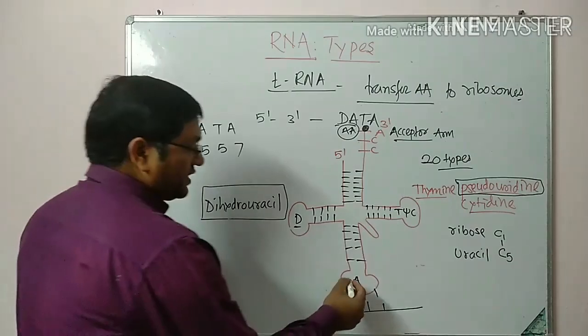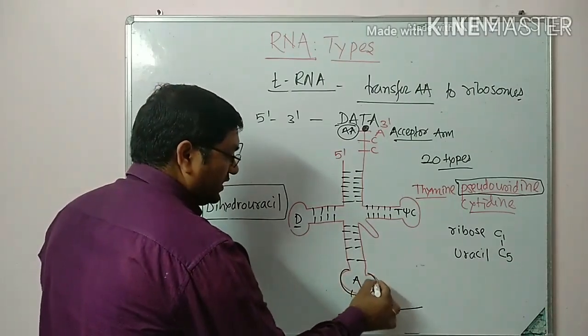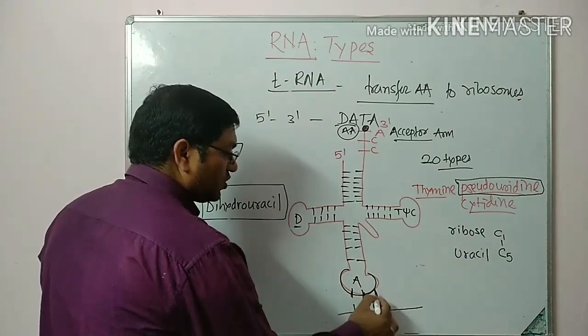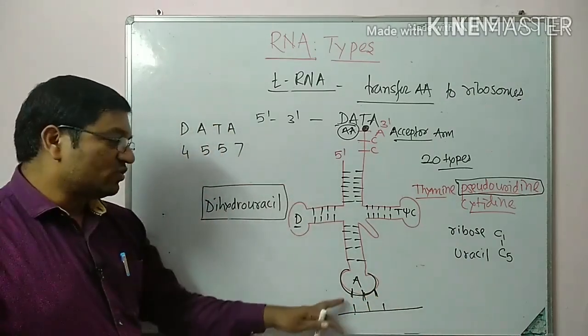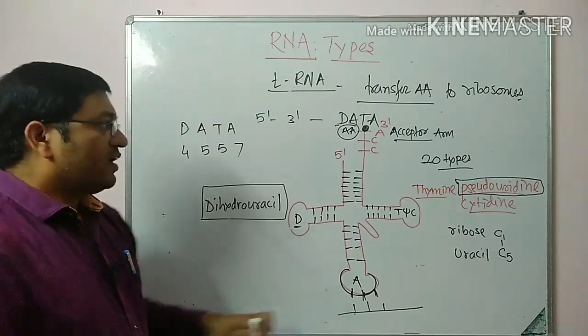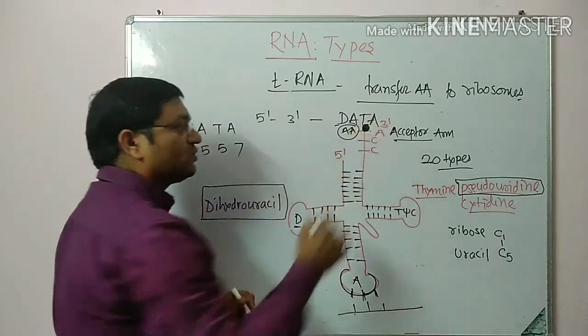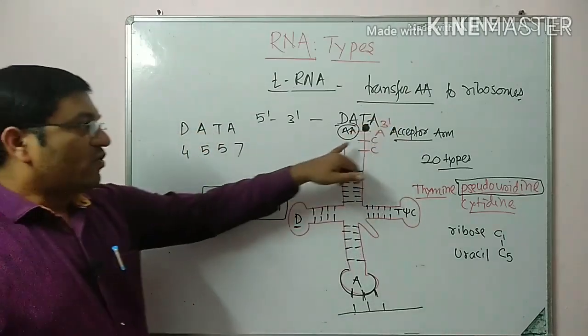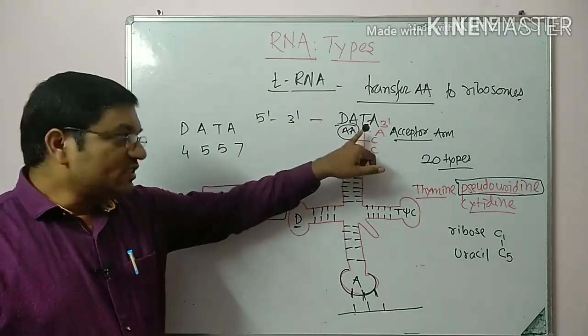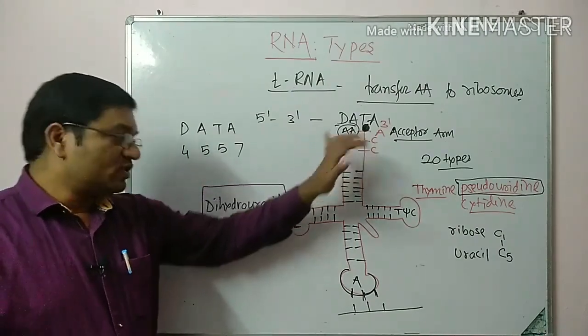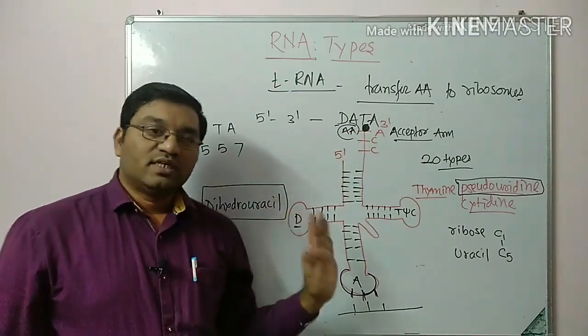This is the anticodon arm. It helps in the attachment to the codons of mRNA. That's why it is known as anticodon arm. And this is the acceptor arm: the amino acid gets attached to the hydroxyl group of this CCA end. So this is all about the structure of tRNA.